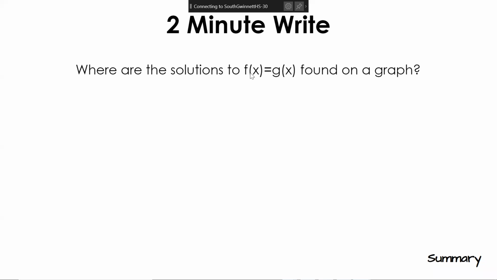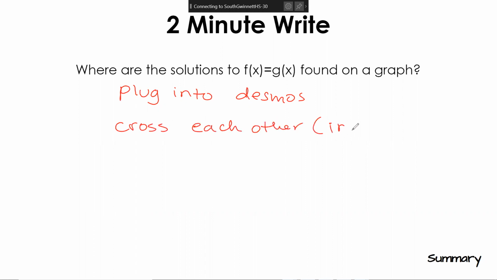So where are the solutions of f of x equals g of x found on a graph? Basically, we're given two equations. What do we do first? We're trying to find their solutions. First, we're going to plug them into Desmos. And next, we're going to see where they cross each other. So where are their intersections? Sometimes they have one solution, sometimes they have more than one. Sometimes they don't cross at all. Sometimes it could be no solution. Okay, but you're going to plug the two equations into Desmos and see where they cross each other.